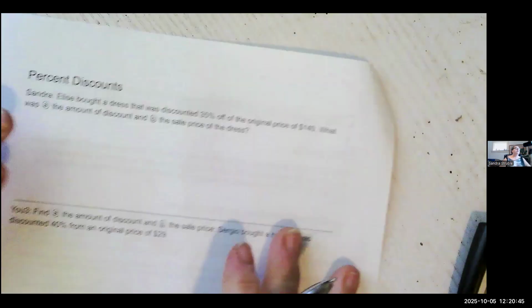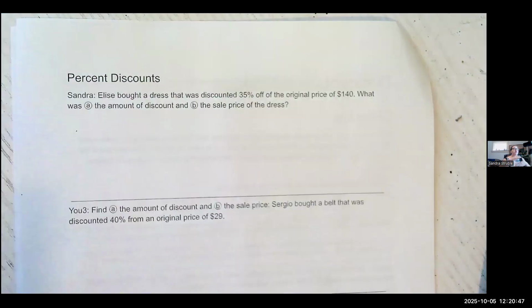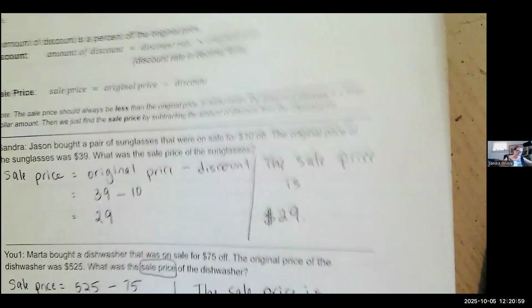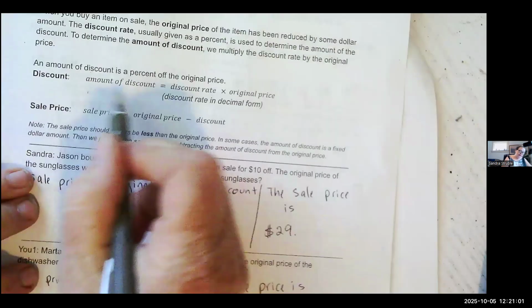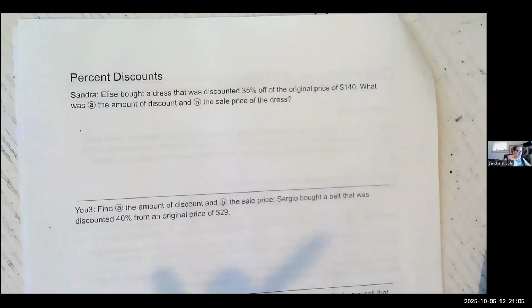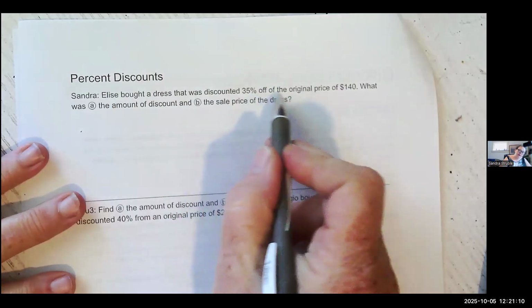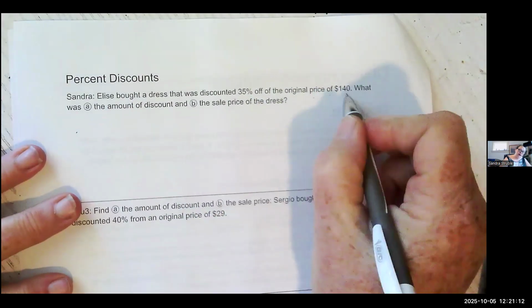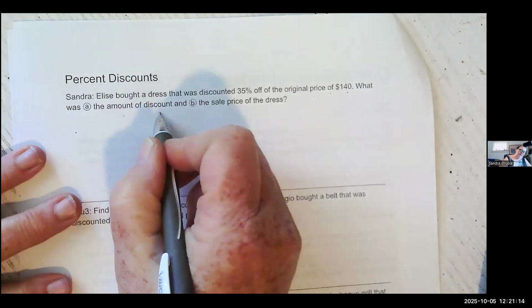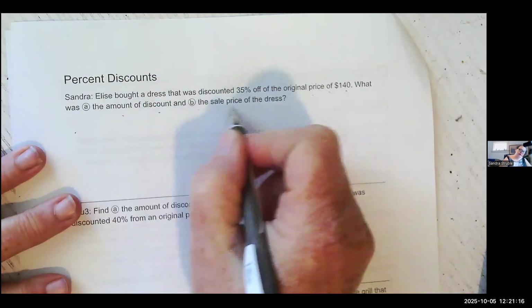Okay, the next thing we're going to do is percents. We've been doing percents this whole time, and percents are always going to be the same formula. Actually, we didn't do the discount rate, did we? Okay, so we're going to be looking for the discount amount, it looks like. Elise bought a dress that was discounted 35% off the original price of $140. What was the amount of the discount and the sale price of the dress?